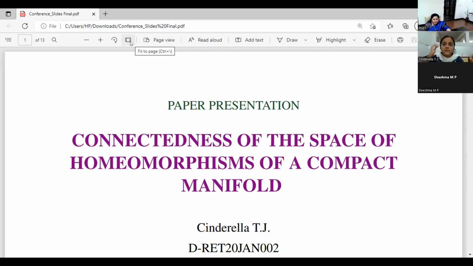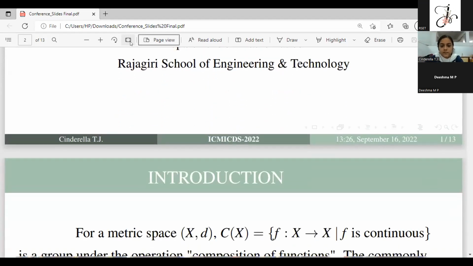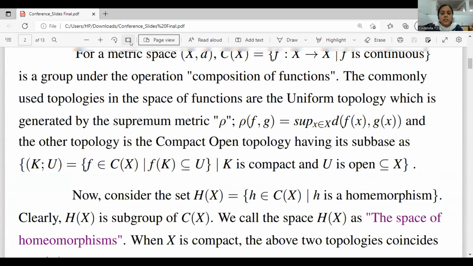Good afternoon, all. My name is Cinderella TJ. The title of my research paper is Connectedness of the Space of Homomorphisms of a Compact Manifold. Now let's move to the introduction.